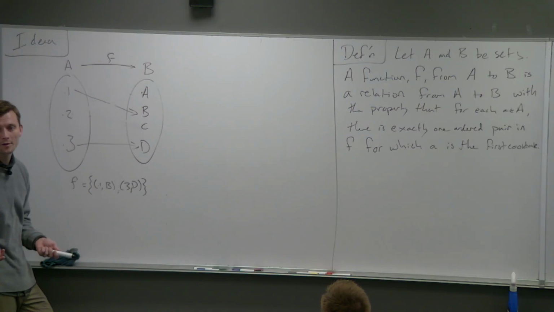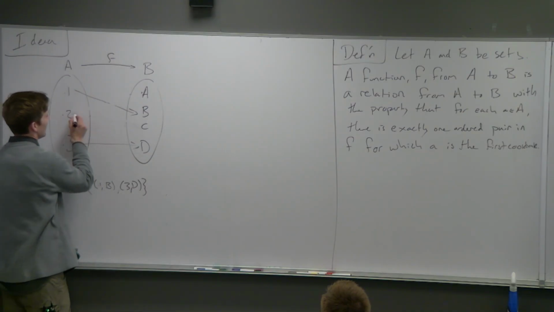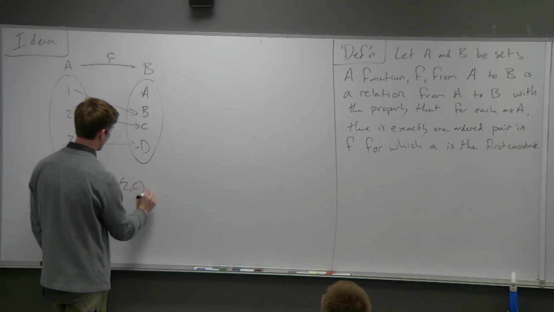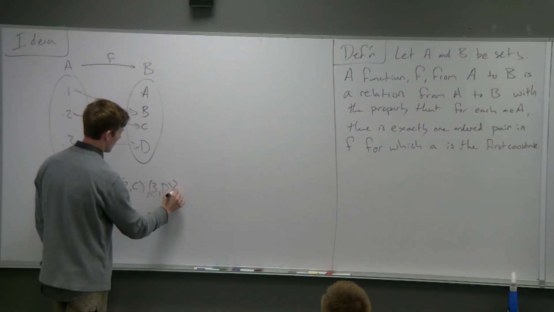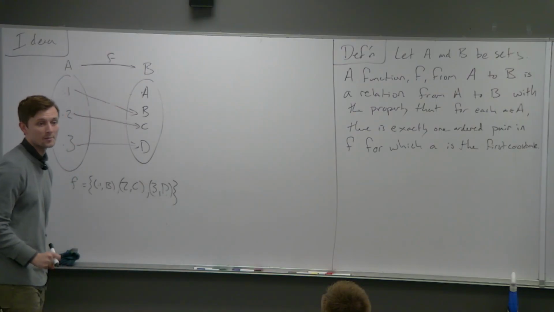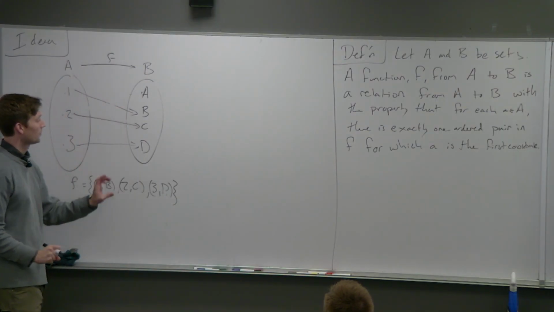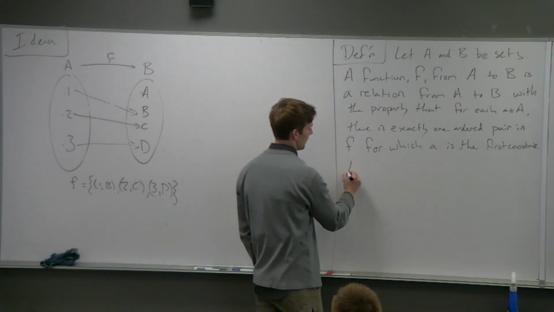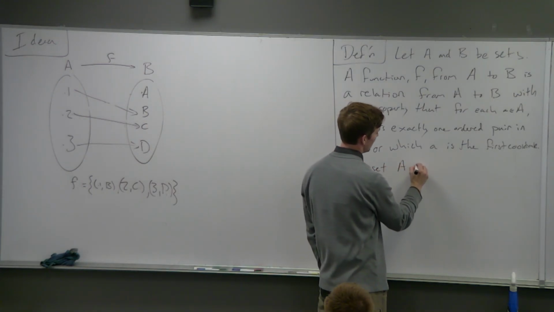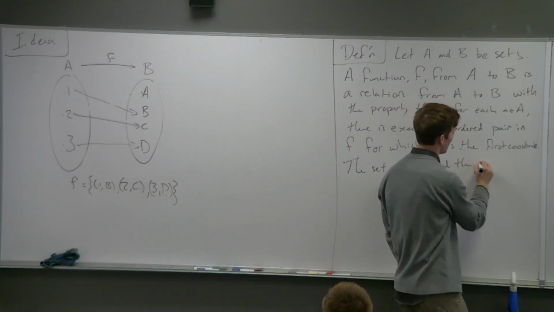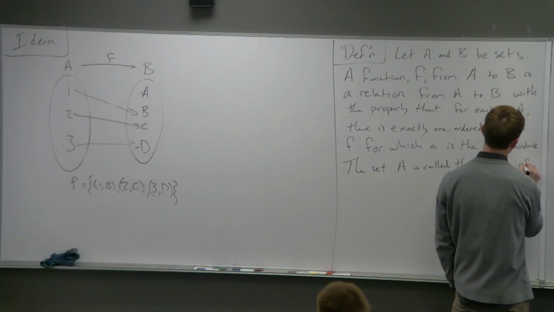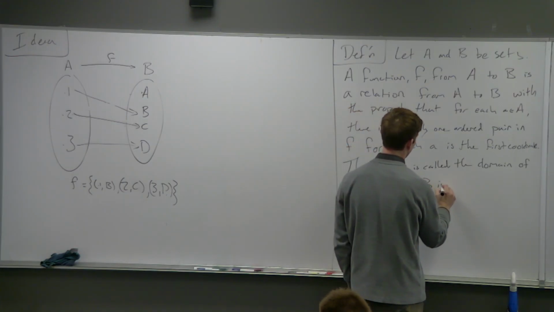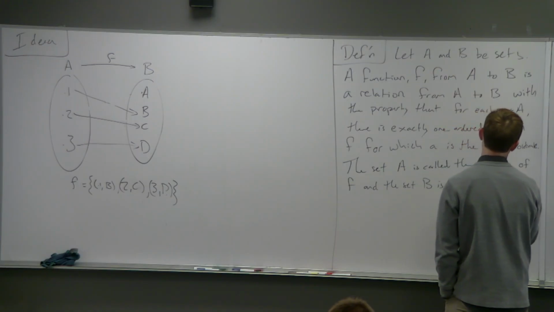Okay, so there's a couple of parts to keep track of with functions. I'll make this back into a function again by putting 2C in there, and I have 3D still, all good. Now, there are a couple of pieces to keep track of. What's on the left? What's on the right? Those are the two easiest ones. Okay, the set A is called the domain of f, and the set B is called the codomain.